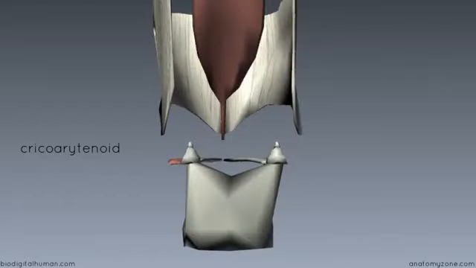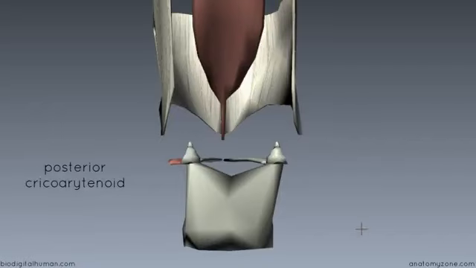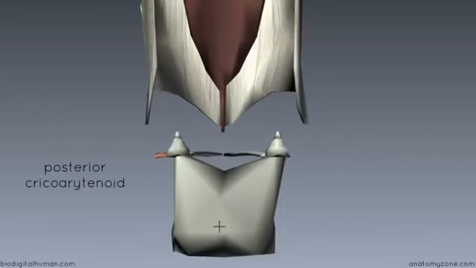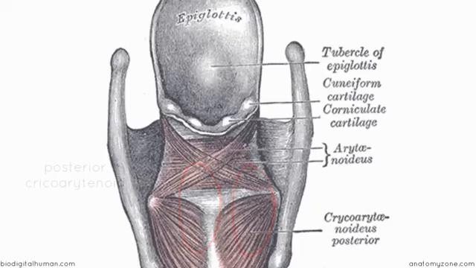So they're not shown on this model, but they're called the posterior cricoarytenoid muscles, and you've got the lateral cricoarytenoid muscles, and these two parts have different functions. So we'll first take a look at the posterior cricoarytenoid muscles. Remember I mentioned that there's two depressions on either side of the posterior lamina of the cricoid cartilage. This is for the origin of the posterior cricoarytenoid muscles. So this is where the muscles originate.